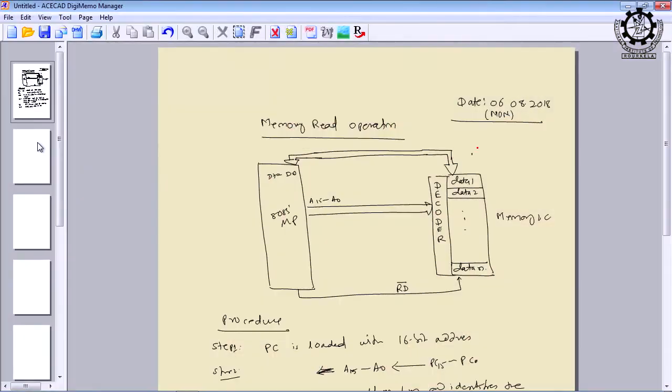The data is there in the input buffer of an input device, from where the data will be transferred to the microprocessor. And output write operation means the data is already available at the microprocessor and will be transferred to the output device. Output device means if it is a monitor, it will be displayed, if it is a printer, it will be printed, and depending upon the characteristics of the output device, the data will be made available at the output device.